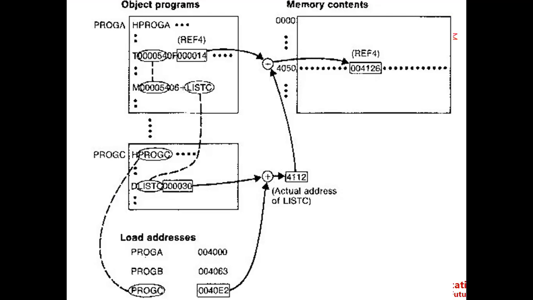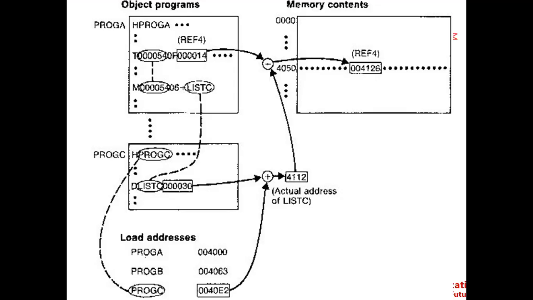In program A, the header record has the name of the program, that is program A. And if you look at the text record in program A, it has the starting address, that is 00054, and we have the object code 00014, shown in the rectangular box. Now this is the object code for the label REF4. So for the label REF4, the object code generated by the assembler in the object program is 000014. But as we know, this is not the actual value, so this needs modification.